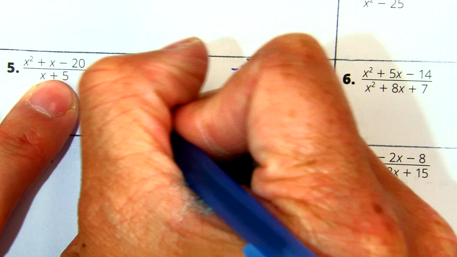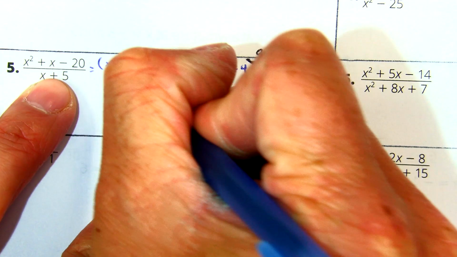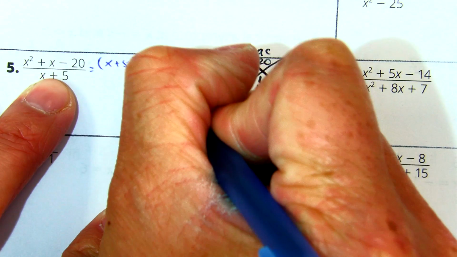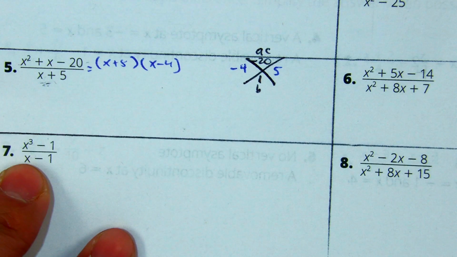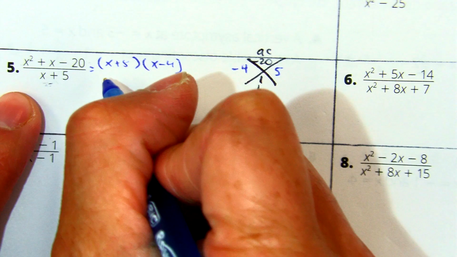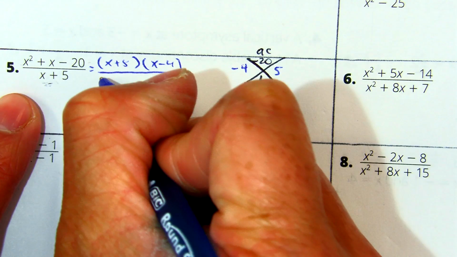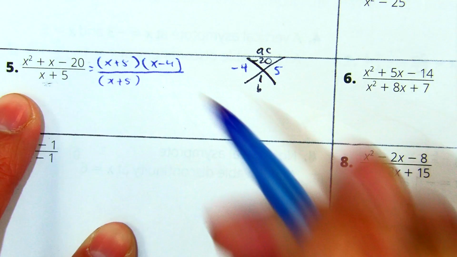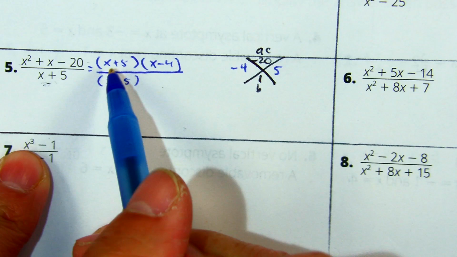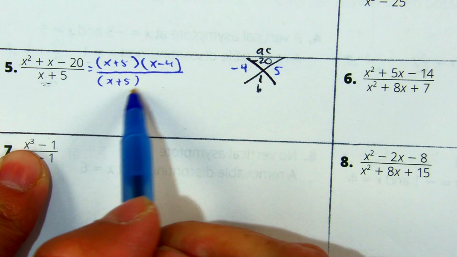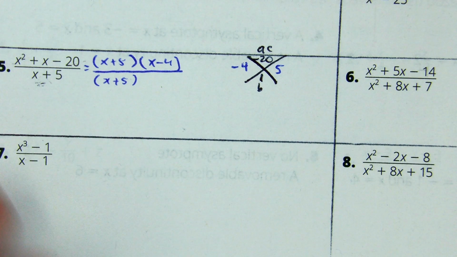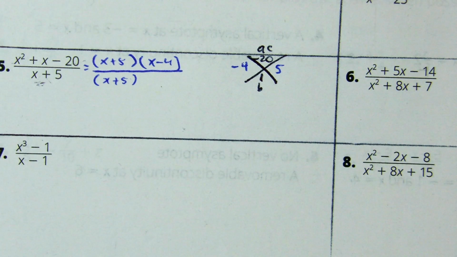So to factor this, I now have x plus 5, x minus 4. And then below, you have the x plus 5. Now, this expression, x plus 5, is together. That's why I put it in a parentheses. Okay, we just did step number 1. Can I factor? Are they both in factored forms?